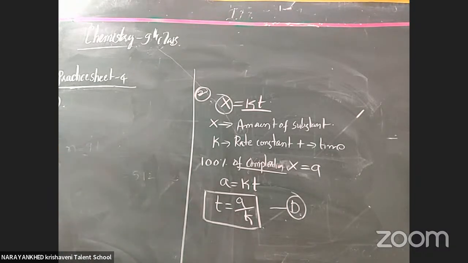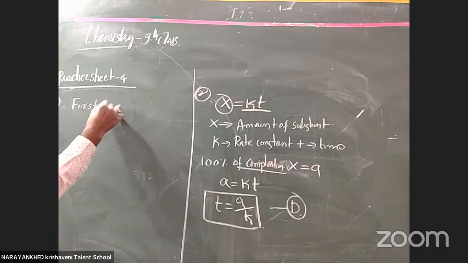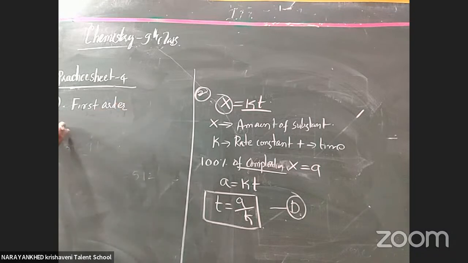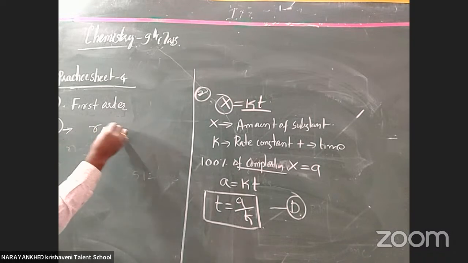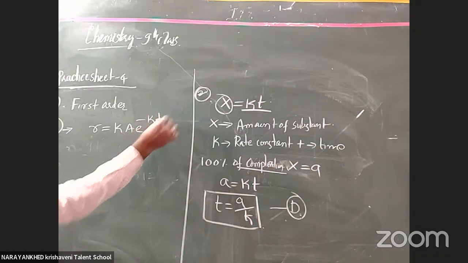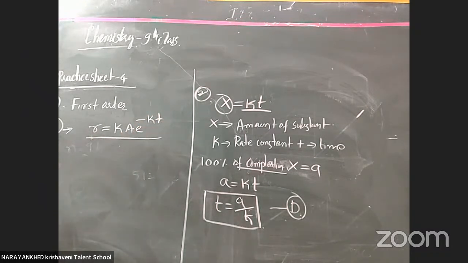Okay, suppose when you consider the rate of reaction, the rate of reaction is our first order rate of reaction. When we consider the first order, option A, check it once here. What is option A? We consider the rate is equal to K into e to the power of minus KT. This is the rate of our reaction. Okay, clear or not? In a first order.